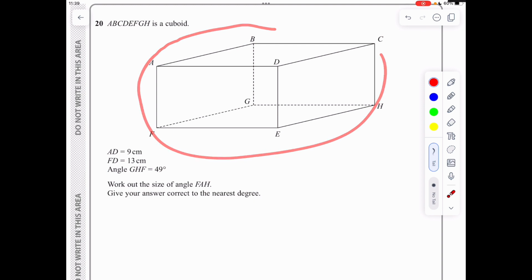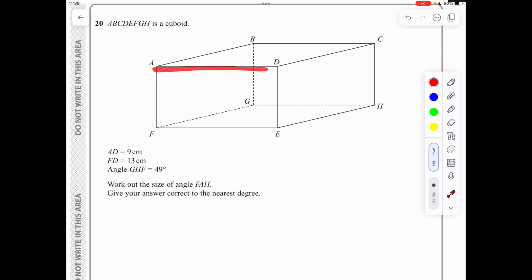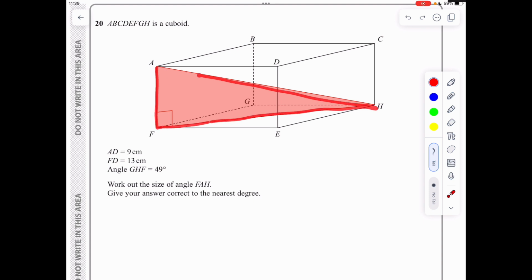In 20, we're given this cuboid here. We are told that AD is 9 centimeters, FD is 13 centimeters, angle GHF is 49, and we need to work out the size of the angle FAH. I will start by highlighting the triangle that contains FAH. So this is the triangle here. FAH is the angle here. Notice that the triangle AFH is a right angle triangle. I will be using SOHCAHTOA here.